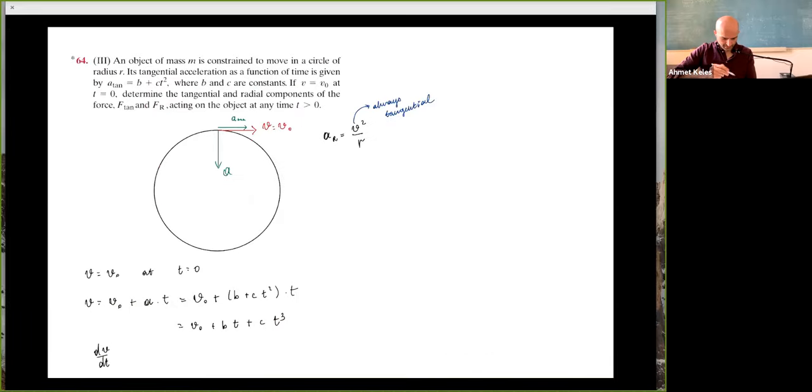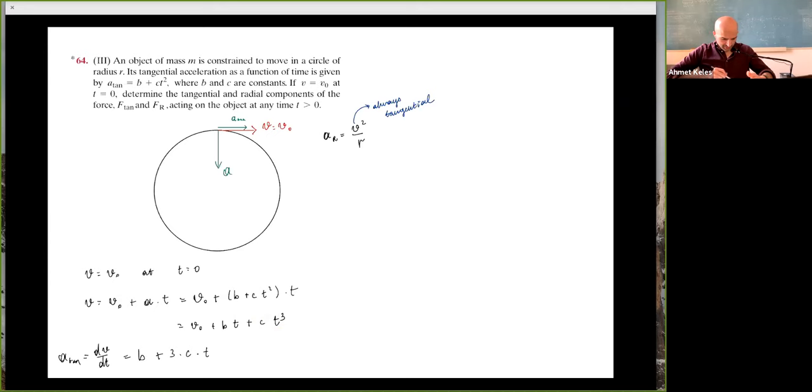Okay. This should be equal to a tangential. Let's do it term by term. This first term is 0 because it's constant. If you take the derivative of a constant, it's 0. The second term, the derivative of bt is b, plus this last term: take this 3 to here and decrease the power by 1, so 3 times c times t squared.